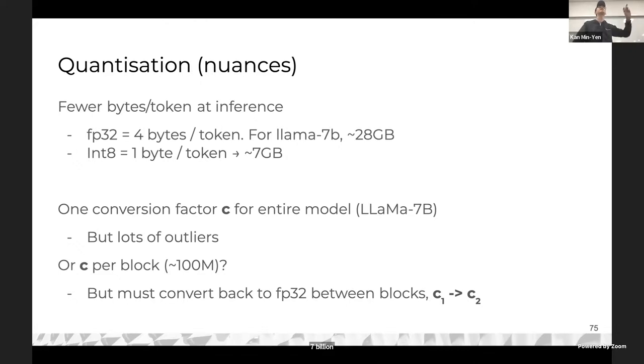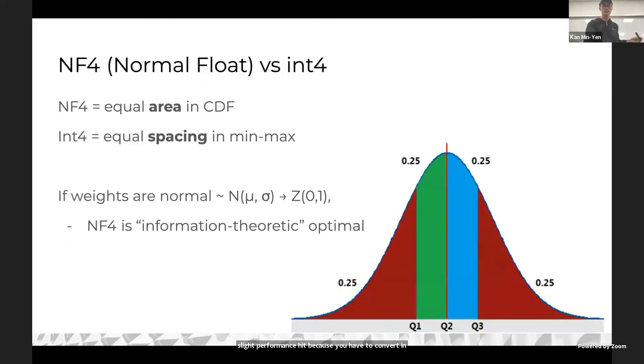Or you could have it per block. You could say, I have a different conversion factor for every single block. And then between blocks, I would have to convert back to floating point and then into quantization, right? So there are pros and cons to each of those. The con for converting the whole model is that you get a lot of outliers, right? And the con for converting per block is that you have a slight performance hit because you have to convert in and out, because it's on different conversion factors. It's on different scaling factors. Okay.